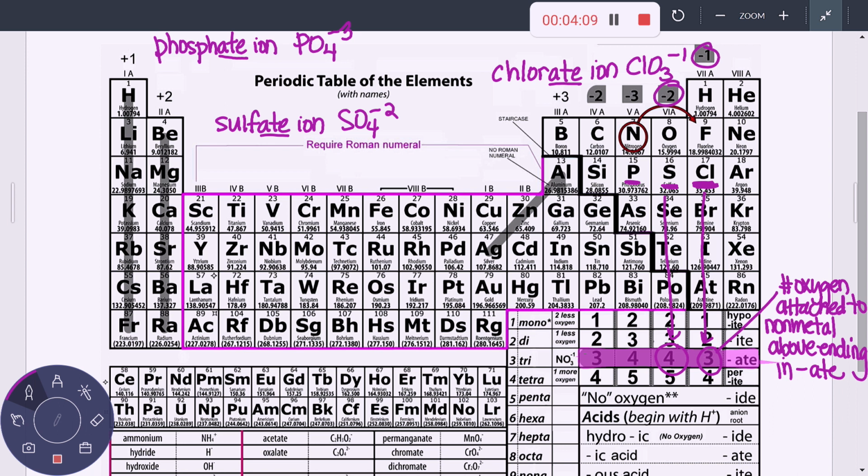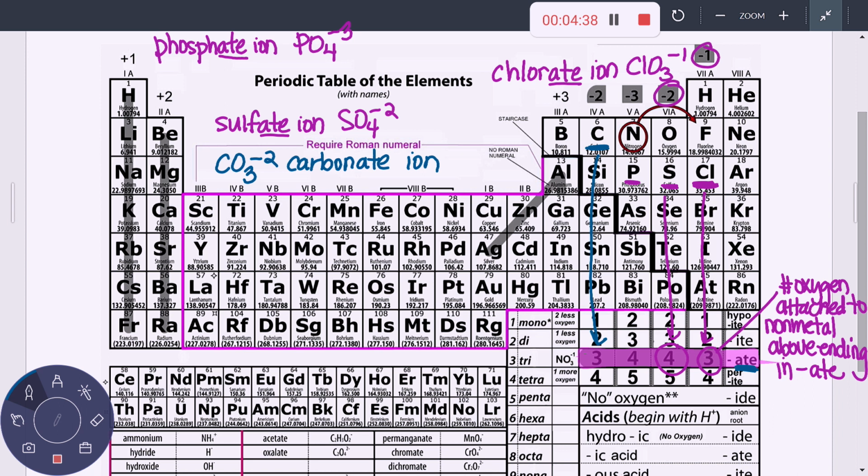Okay? What if we're going in the other direction? So let's say I tell you you've got CO3 -2. Carbon is a nonmetal. It's got 3 oxygens with it. So we're going to go to carbon. Go directly underneath it to the 3. Well, this tells me that I'm going to end in 8. So this would be called the carbonate ion.